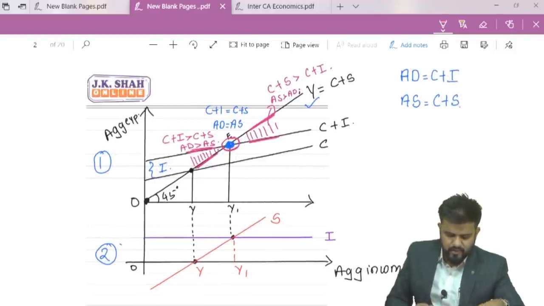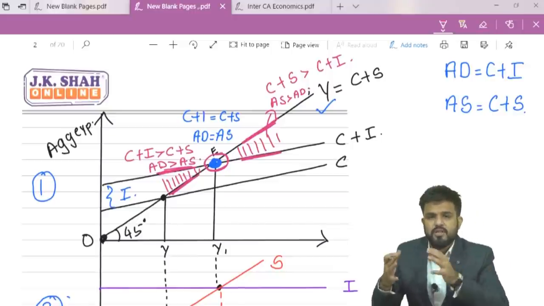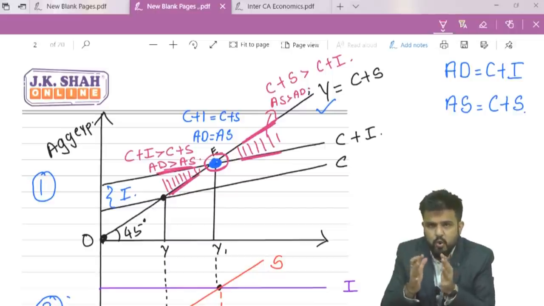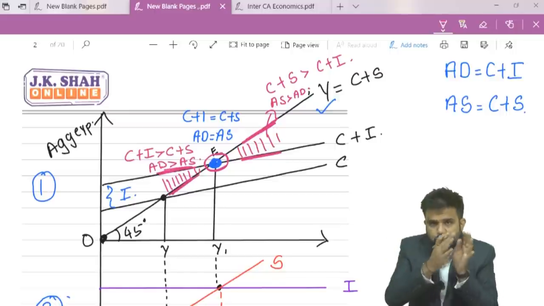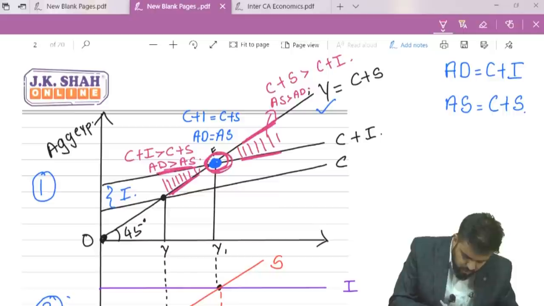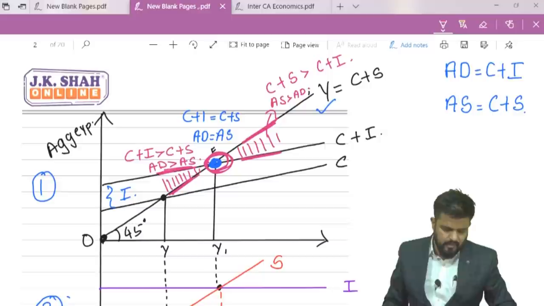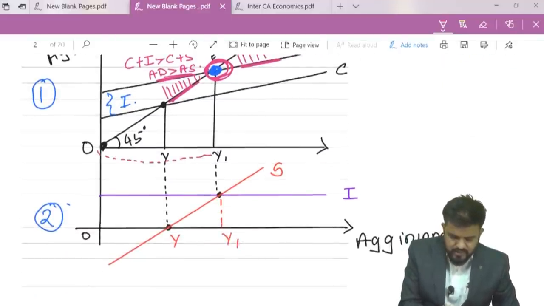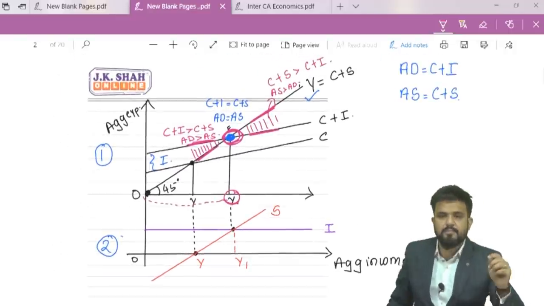Have a look, I will just zoom it. Demand more than supply. More customers, more people, but fewer goods. Can I say we need to produce more now? So more employment, more output. We will shift to the right. And where will we stop? We will stop at a point where they both are equal. And you get the equilibrium level of national income, that is OY1.